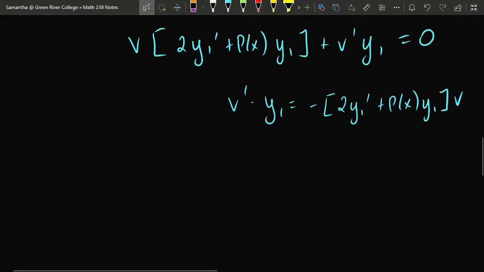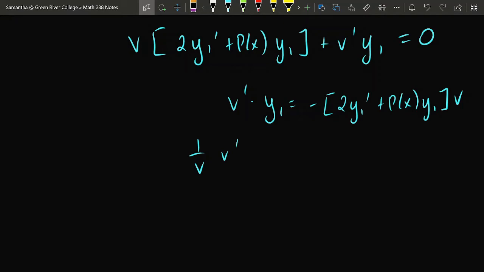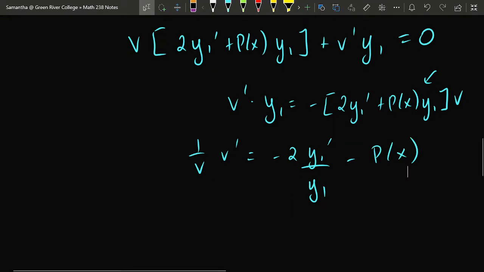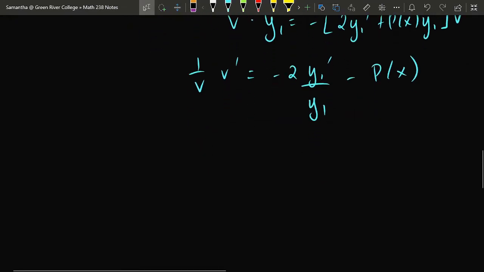And then separate our variables so that we have 1 over v, v prime, is equal to negative 2 y1 prime divided by y1. And then when I divide the second term by y1, the two y1s will cancel, and I'm just left with negative p of x. So now let's go ahead and integrate both sides. As we know, when we integrate the left-hand side, that's just going to become the natural log absolute value of v.